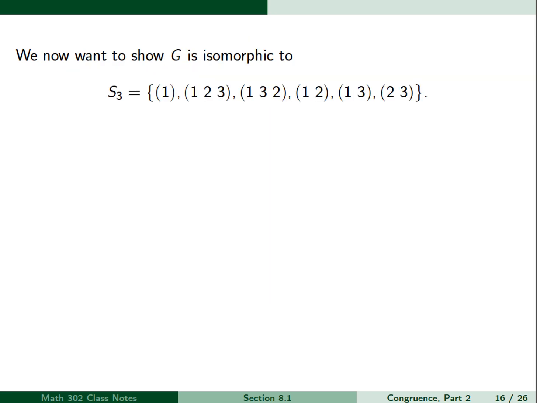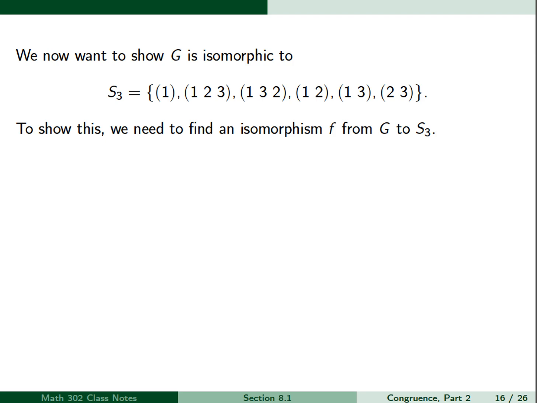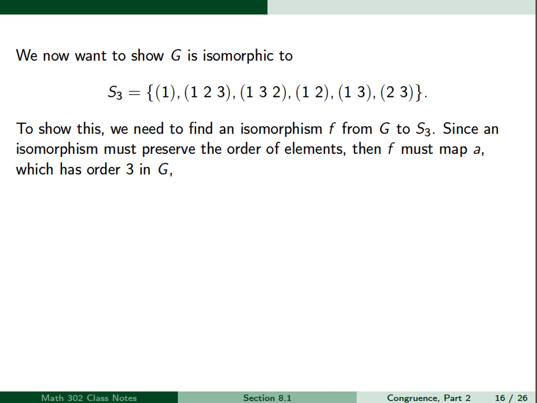We now want to show that G is isomorphic to S3, which is the symmetric group on 3 elements. And so this consists of the identity permutation, and then 2 3-cycles, (1 2 3), (1 3 2), and 3 2-cycles, (1 2), (1 3), and (2 3). To show this, we need to find an isomorphism F from G to S3.